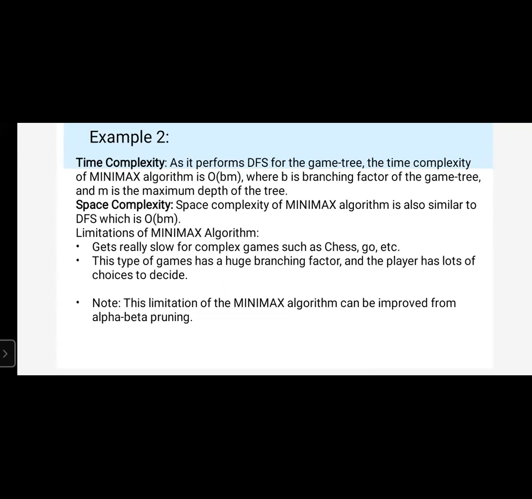Now, limitations of the min-max algorithm. It gets really slow for complex games such as chess, Go, etc. For games that have a huge branching factor, where the player has lots of choices to decide, we cannot use the min-max algorithm. Where the choices are more, or where the branching factor is more, we cannot use this one. For chess and Go, we cannot use this one.